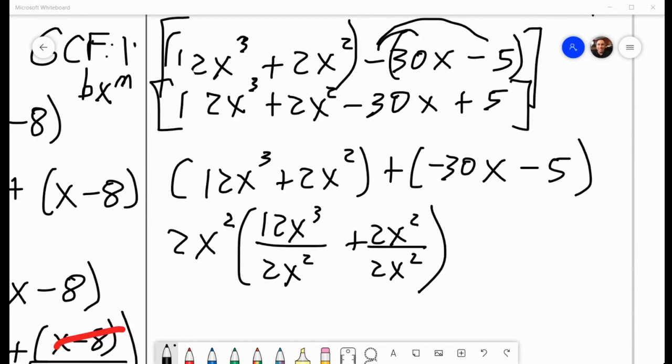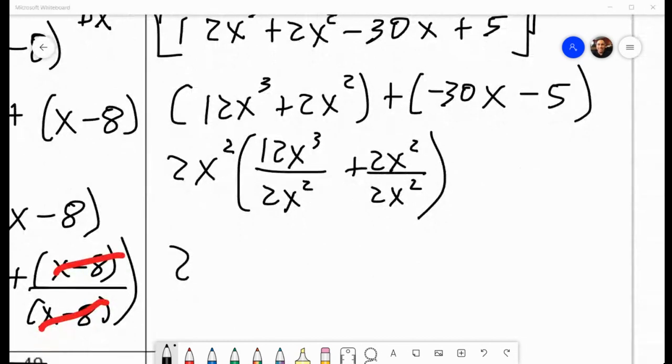So from here, we're going to have 2x squared. Oh, wait, they can't see that? Let me just scroll up a bit. 2x squared. 12 over 2, right? That's 6. X cubed over x squared is x. We have 2x squared over itself. That's just 1. Okay, that's the first group.